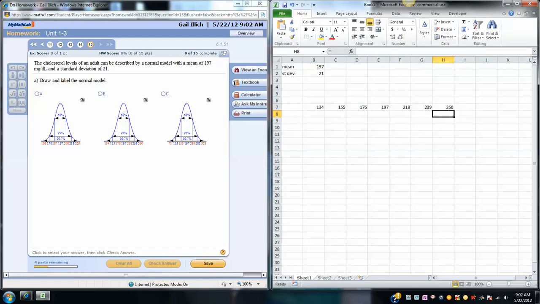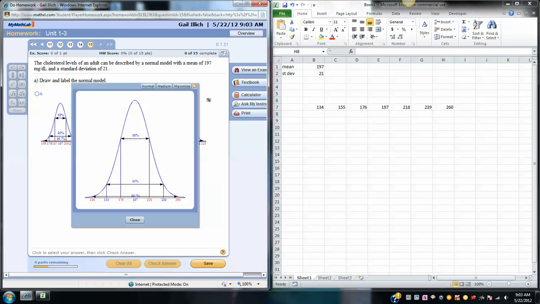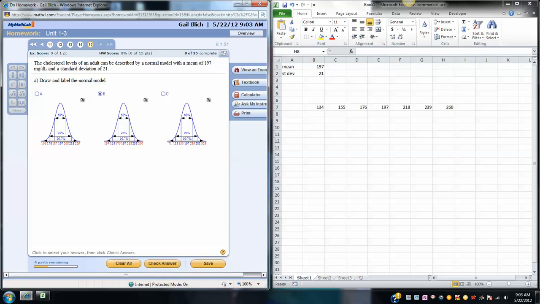So now I should see that it goes from 134 to 260, and 99.7% is going to be within 134 to 260. So this is clearly going to be choice B here. So I'll choose choice B, check my answer.